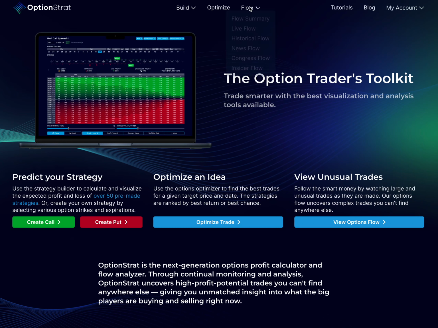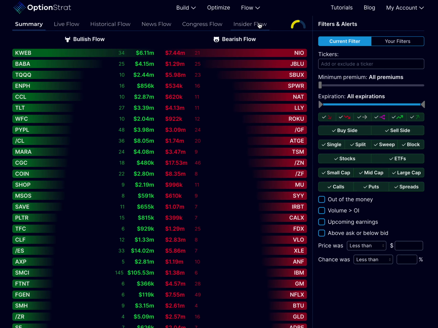So when we get into Flow here, there's Flow Summary. We've got live flow, historical flow, news flow, congressional flow, and insider flow. So we're going to walk through each one of those and take a closer look at them. So let's start off with flow summary.